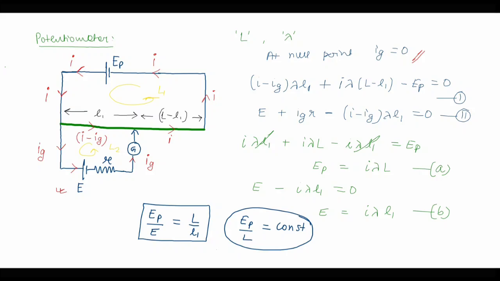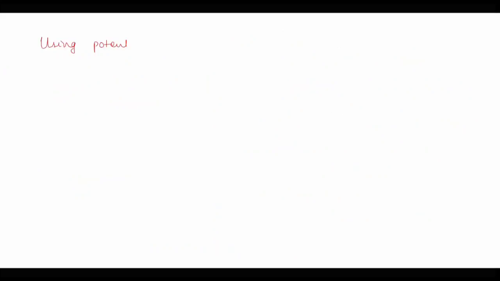Over here, let us use the potentiometer for the determination of the internal resistance of a cell. So now we are dealing with using a potentiometer for measuring internal resistance.